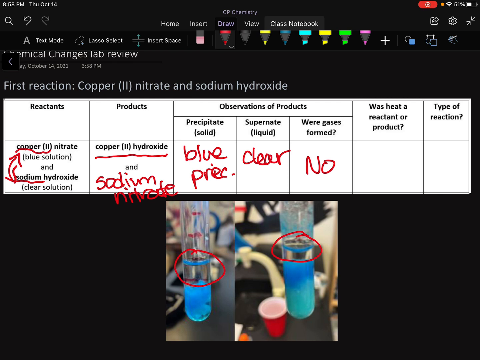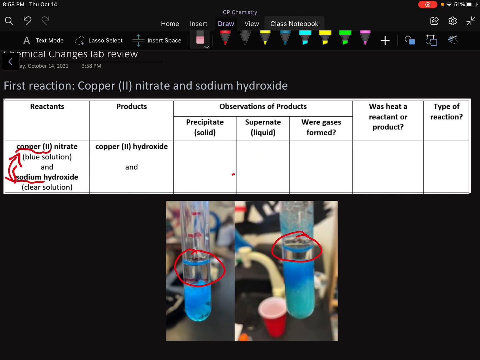And then you were supposed to touch the test tube and see if it got hot or not. If it got hot, then there was heat in the product because it was produced. And if it got cooler, it had heat as a reactant, or you added heat to make the reaction occur. Okay, and then you had to fill in the type of reaction. So I'm going to leave the rest up to you, figuring out the type and was heat a reactant or a product. Okay, so that was the first one that you did.